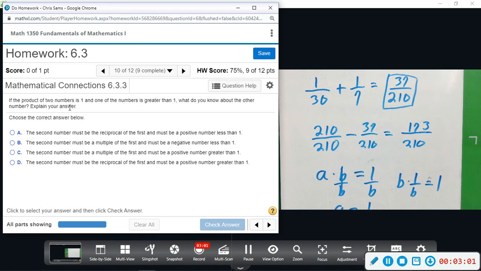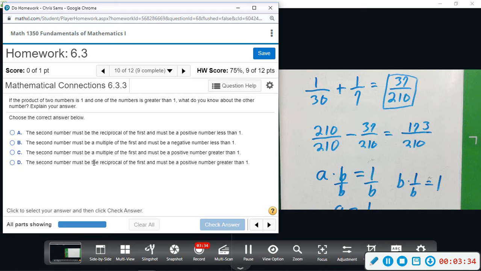A, the second number must be the reciprocal of the first and must be a positive number less than 1. Okay, reciprocal of the first, good, but must be a positive number less than 1 is not necessarily true. They both could be negative, as long as they're reciprocal. B, the second number must be a multiple of the first and must be negative. Nope. C, the second number must be a multiple of the first and must be a positive number greater than 1.